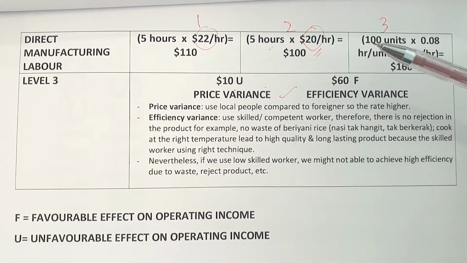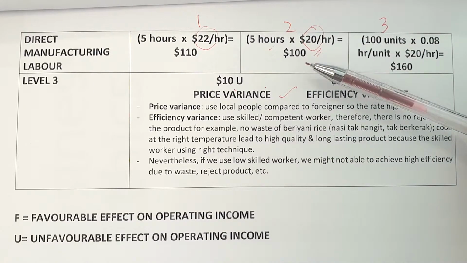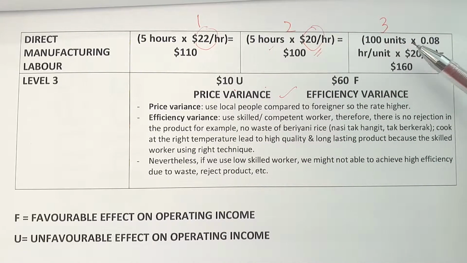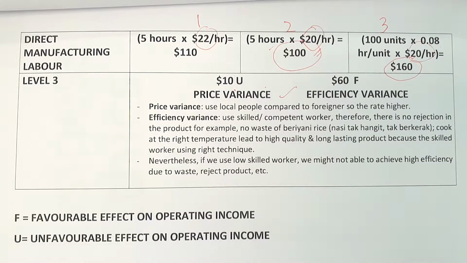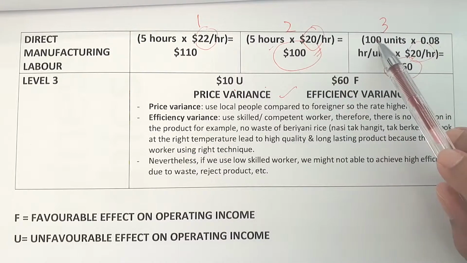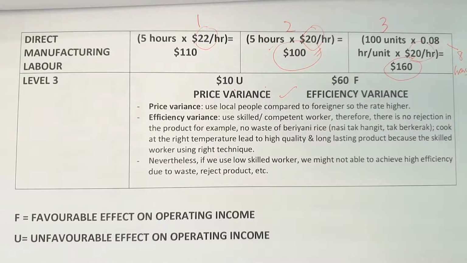As for the efficiency variance in the case of labor, for example, 3 units times 0.08 hour per unit times 20 per hour. This is the budgeted rate for wages. So we can see here the variance is this one 160 and this one is 100. In total, 100 units times 0.08.